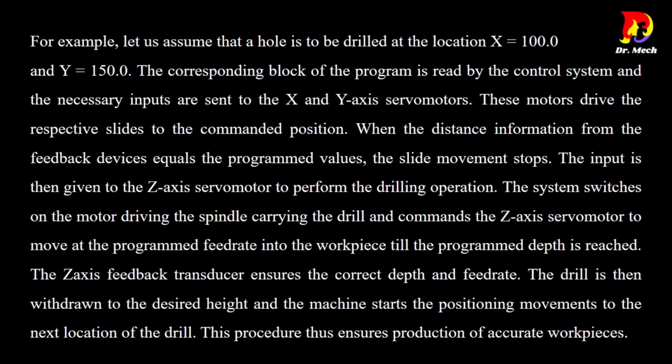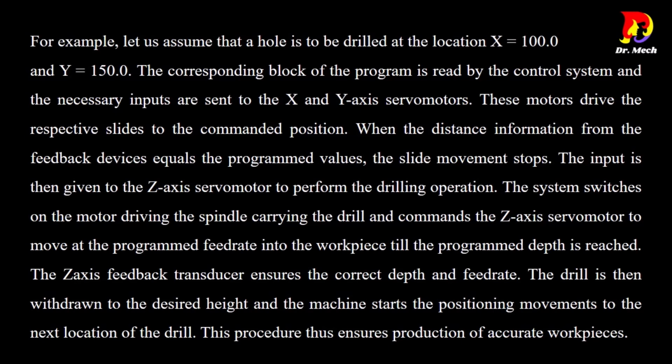For example, let us assume that a hole is to be drilled at the location X equals 100.0 and Y equals 150.0. The corresponding block of the program is read by the control system, and the necessary inputs are sent to the X and Y axis servo motors. These motors drive the respective slides to the commanded position. When the distance information from the feedback devices equals the programmed values, the slide movement stops. The input is then given to the Z axis servo motor to perform the drilling operation.